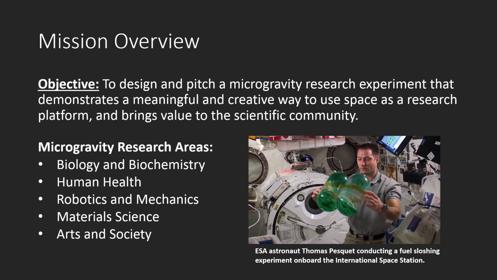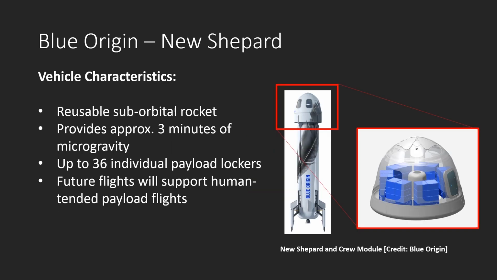A lot of groundbreaking research happens on board the International Space Station. Here you can see astronaut Thomas Pesquet performing an experiment on board ISS to study the behavior of liquids in weightlessness. But as you already know, we don't need to go to the space station to do this type of work. Suborbital rockets allow us to test experiments in weightlessness for a short period of time.